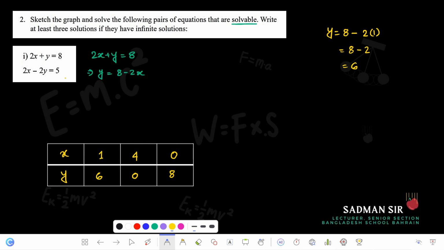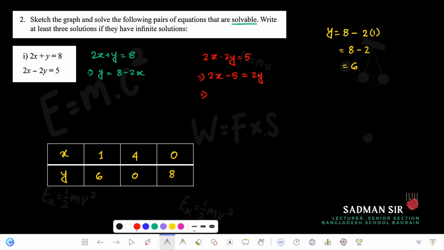Now similarly, we have to find another table for the second equation. Now the second equation is like this: 2x minus 2y equal to 5. So we need to develop an expression for y. As y is negative here, we will change the side of y. So 2x will be on this side, and 5, it is positive on the right hand side. If I bring it to the left hand side, it will become minus 5. Then minus 2y, if I change the side, it will be plus 2y.